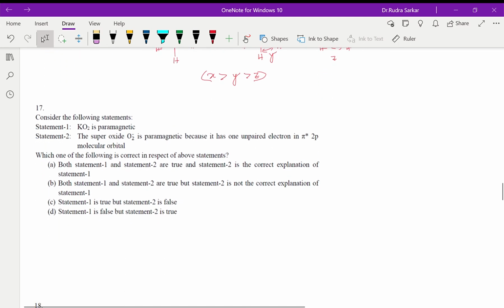Again, a question on oxygen. It says the statement: potassium superoxide is paramagnetic. Why?